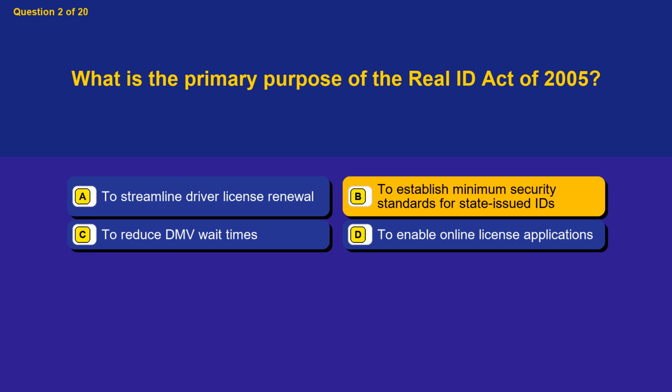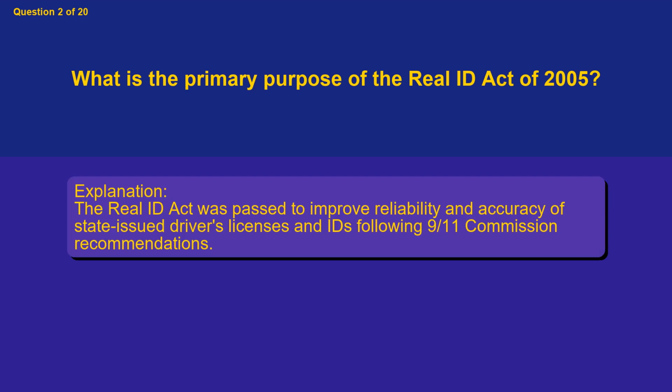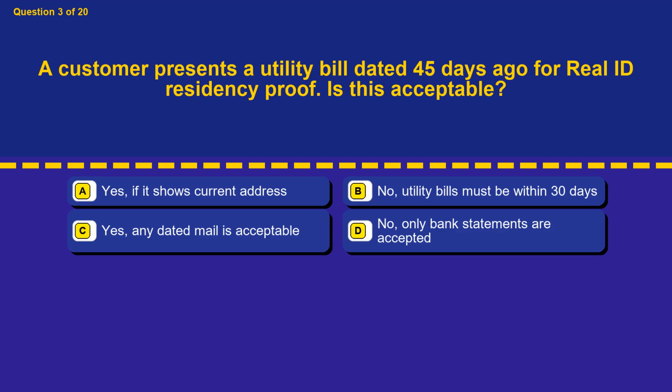The correct answer is option B, to establish minimum security standards for state-issued IDs. The Real ID Act was passed to improve reliability and accuracy of state-issued driver's licenses and IDs following 9/11 Commission recommendations.